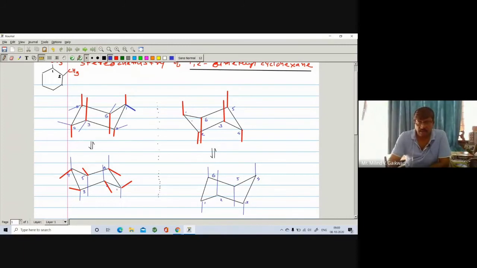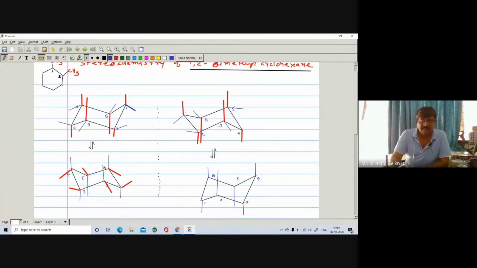Similarly, we can draw this bond. These are adjacent, so C4, C5, C6. Then 2, it is parallel to C3, C4. These are adjacent, so C4, C5. This is parallel to C1, C6. This is parallel to C1, C2. So in this way we can draw this bond also.